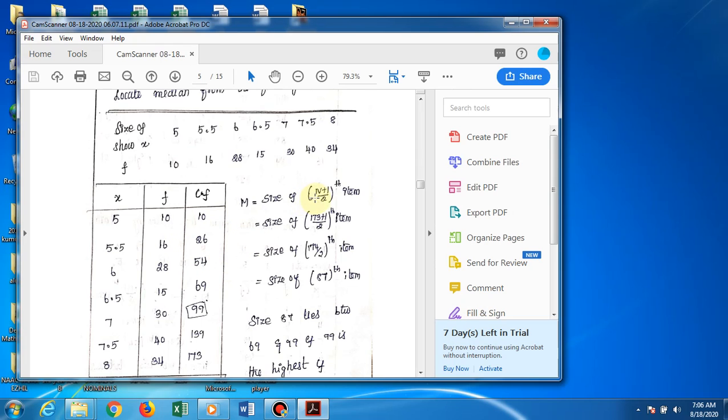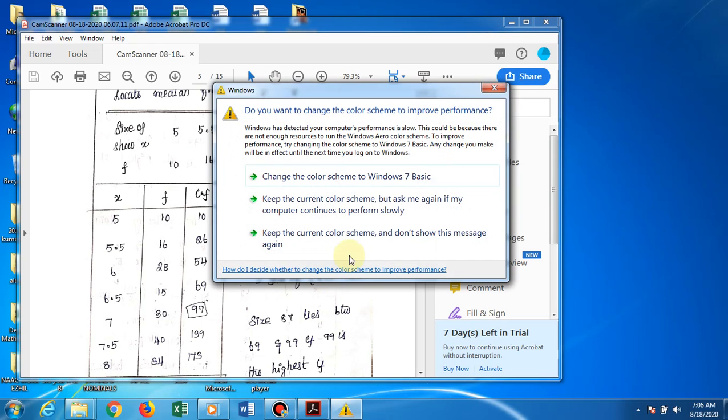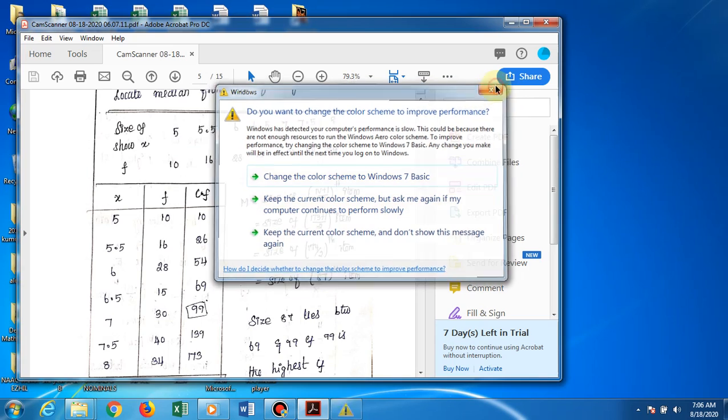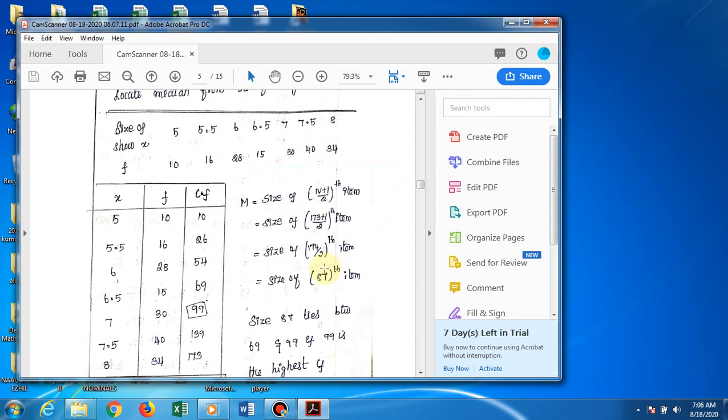Then m is equal to size of n plus 1 by 2th item. Here you add the frequencies, what will you get? N is equal to 173. Then size of 173 plus 1 by 2th item, that is size of 174 by 2th item. 174 by 2 means 87th item. Where will it lie? It will lie between 69 and 99.